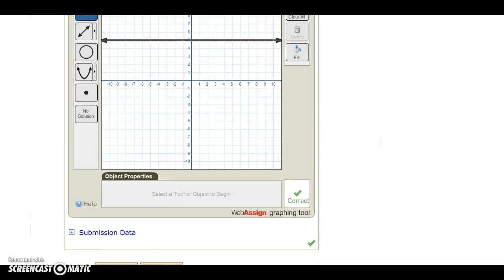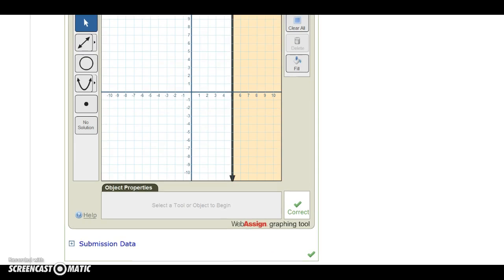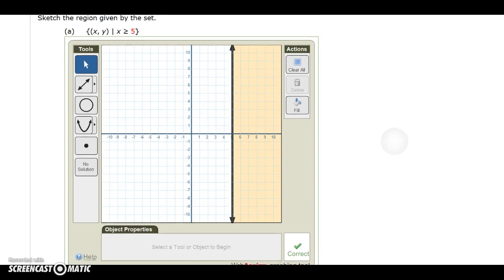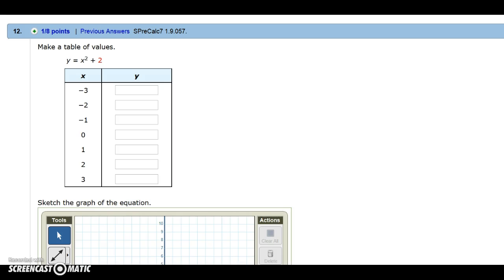So just make sure you pick a solid line for this one, and also that you shade appropriately, and that you pick a line with arrows in both directions, not a segment or just a ray. Let's look at another shape.